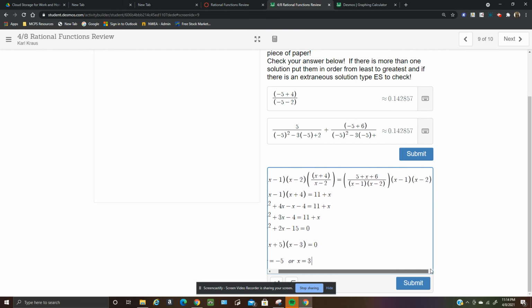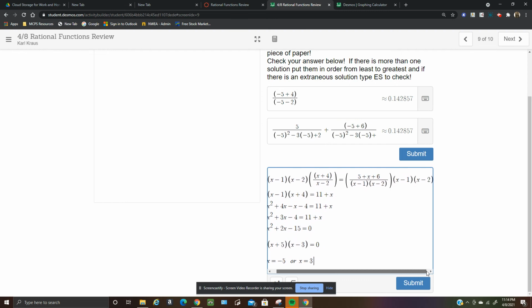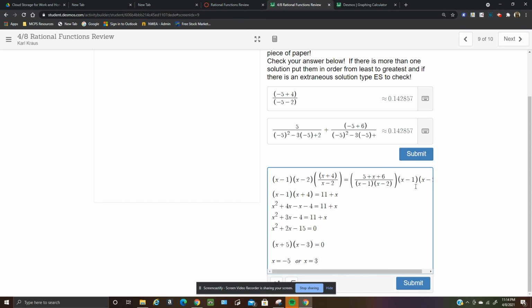It's kind of annoying that this text box is a little bit bigger so you can see everything at the same time. Instead of using this slider here.